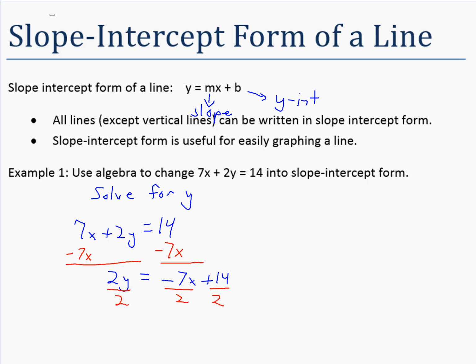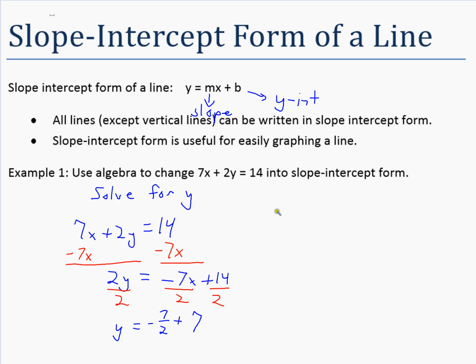We end up with y equals, and I'll leave it as negative 7/2 because you could write negative 3.5, but when we're graphing something, it's nice to have it as an improper fraction so we can do our rise over run. And so negative 7/2 x plus 7. And that's in slope-intercept form.